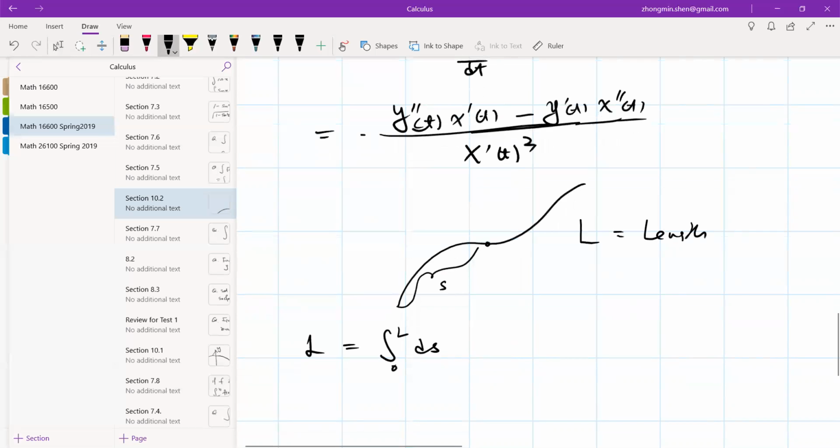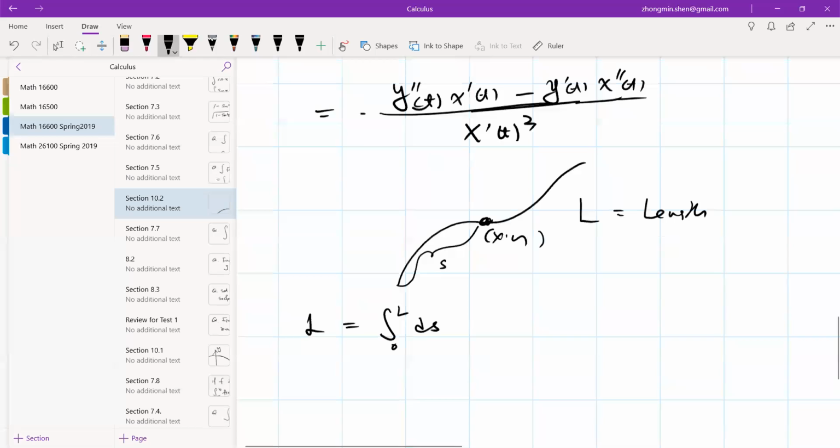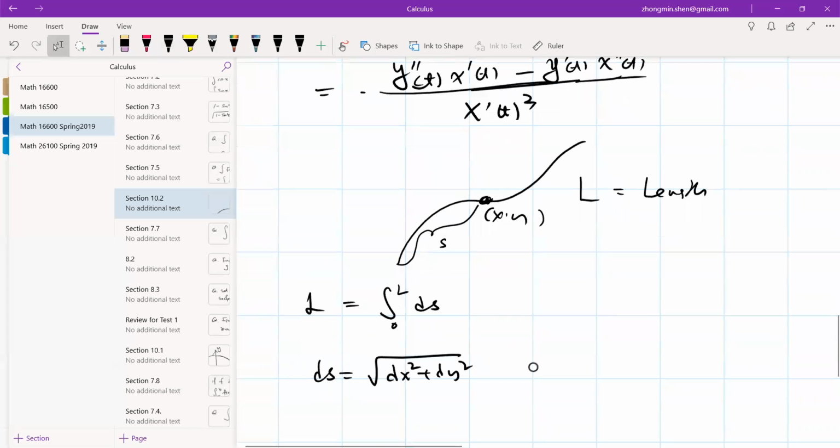So what I'm going to do is take a point x and y. Then I can figure out what ds is. I know that ds is going to be the square root of dx squared plus dy squared. So you can take any variable out. You can take dy out. You can also take dx out.